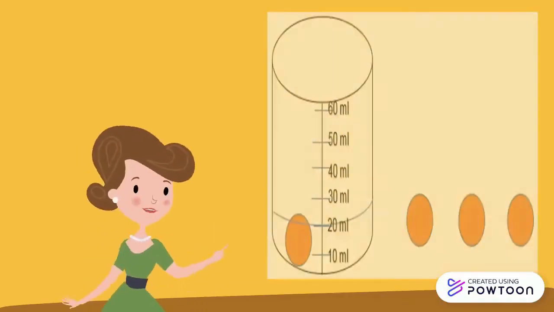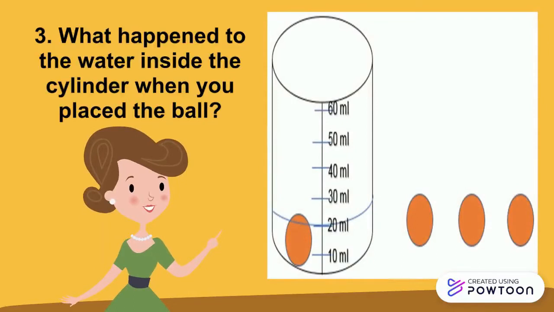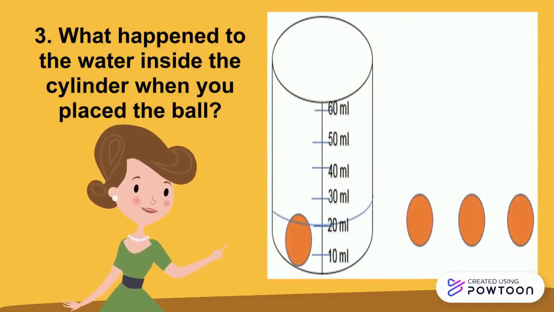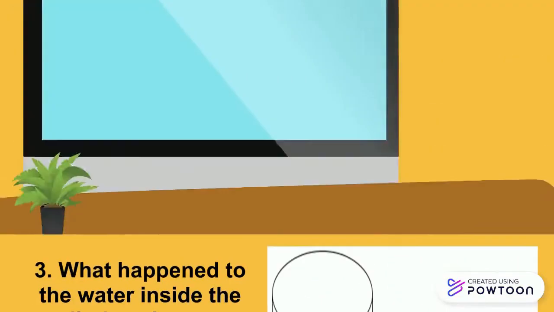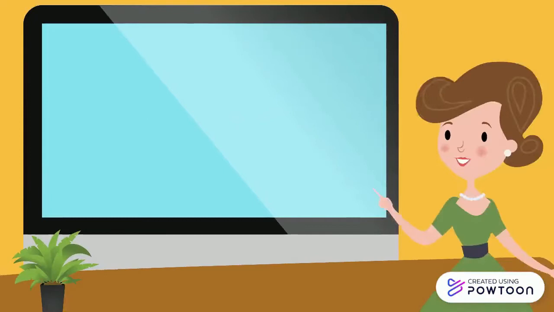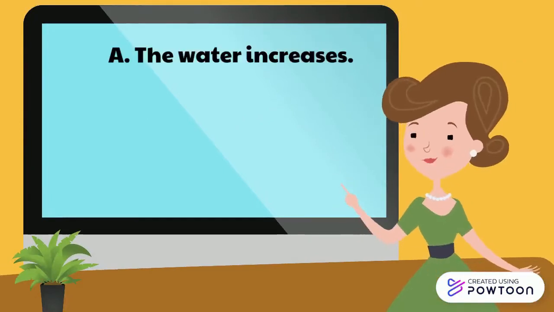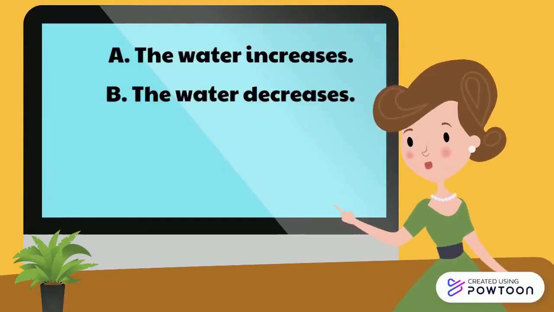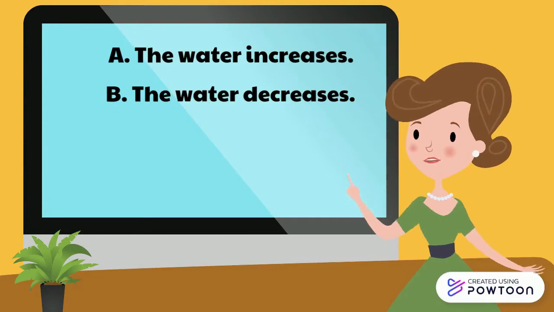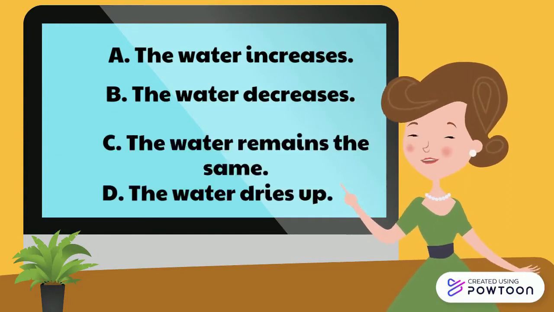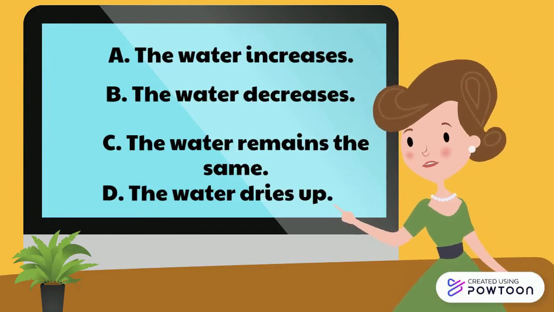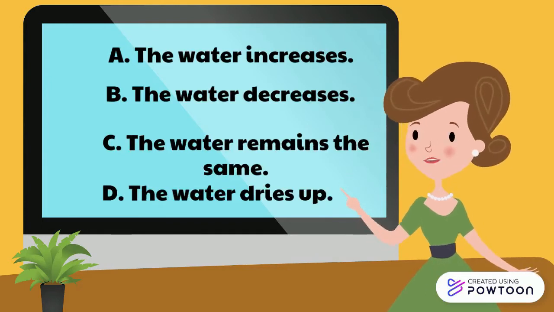Question number 3. What happened to the water inside the cylinder when you place the ball? Option A, the water increases. Option B, the water decreases. Option C, the water remains the same. Option D, the water dries up. Well done! The answer is letter A.